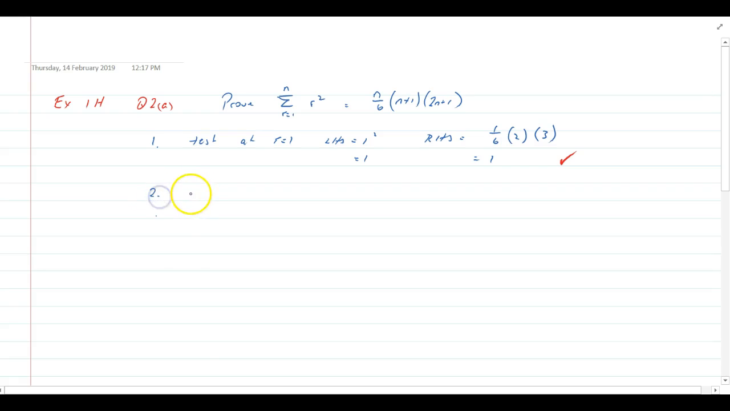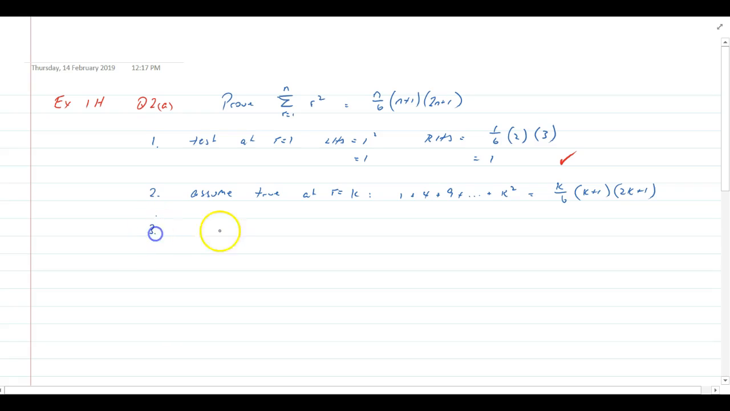Second step is to assume that the statement is true at r equals k. So what that entails is that at r equals 1, it's 1, at r equals 2, it's 4, at r equals 3, it's 9, and we're summing all these up all the way up to k, which is k squared, and we're assuming that the result is k over 6, k plus 1, 2k plus 1.